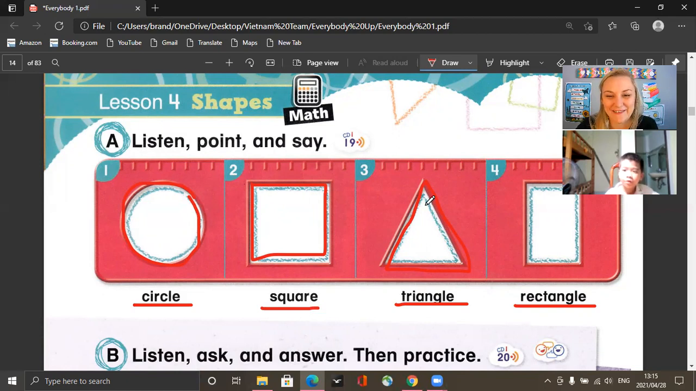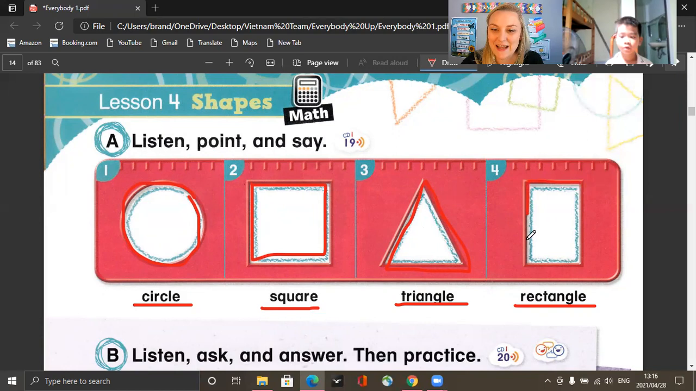Triangle. Yay, very good. Okay, let's look at number four. Rectangle. Okay, let's say it again. Rectangle. So what's number three? Triangle. Yes, and number four? Rectangle. Yay, very good. Okay, triangle, rectangle.